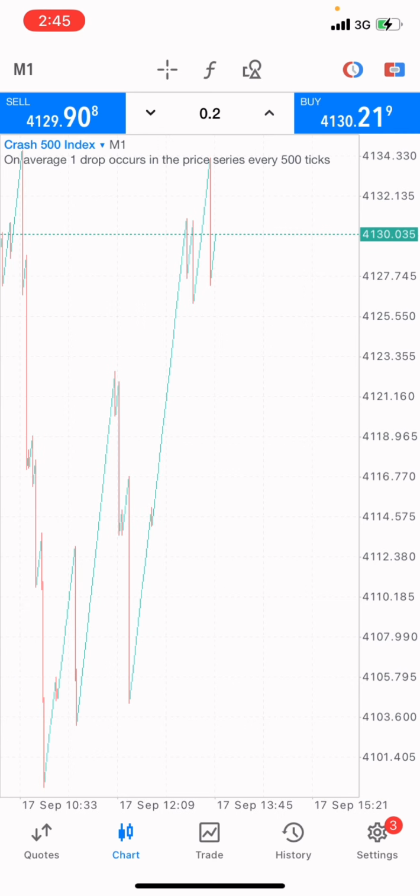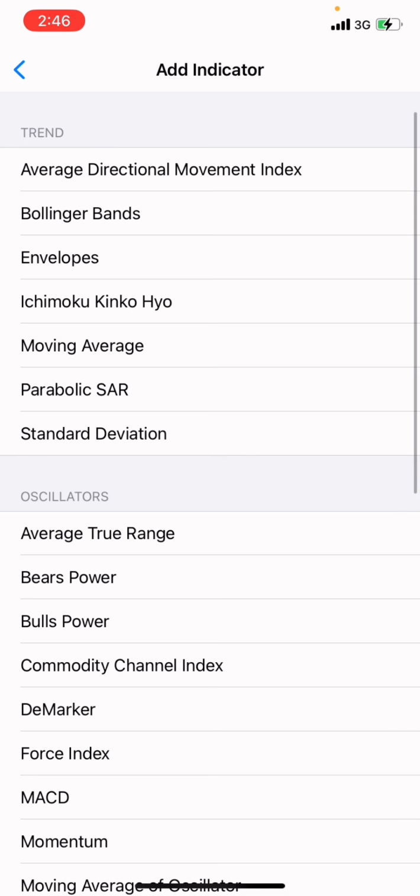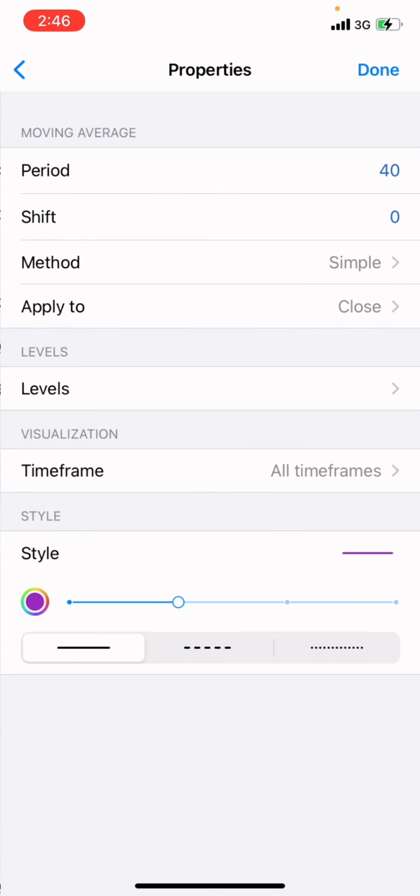Right here, what I'm going to do is test a simple strategy. This simple strategy will help you with low risk management. It's a low risk management technique. Now we'll go to the indicator section and put on the moving average.